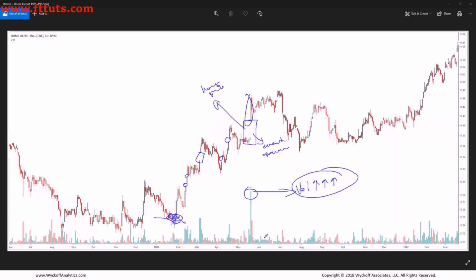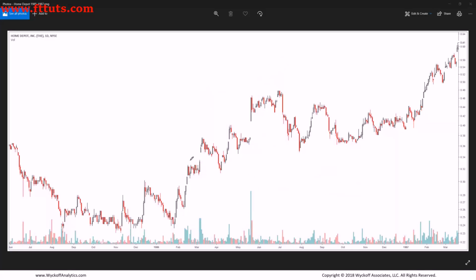And the huge gap is always going to be associated with more interest from institutions, and we see a continuation to the upside. And actually, I forgot to mention that this change of character bar most likely is going to have also a very high volume signature just because of the function of the supply that came on the buying climax itself. So that was a really good call.